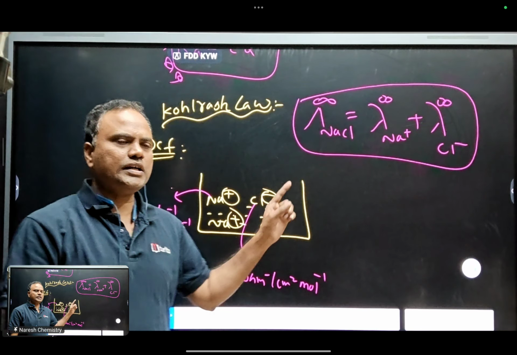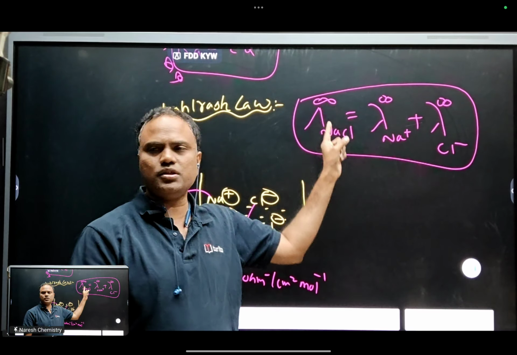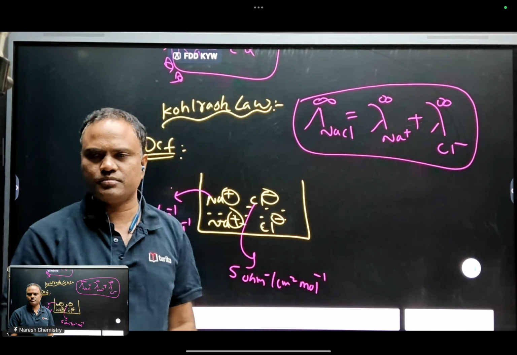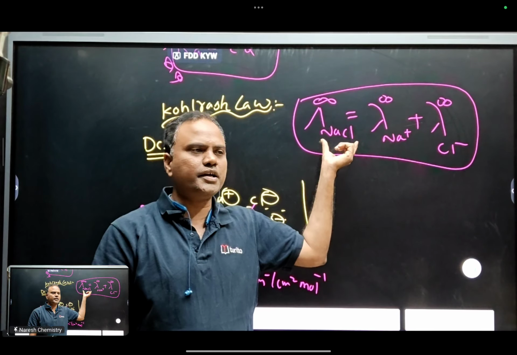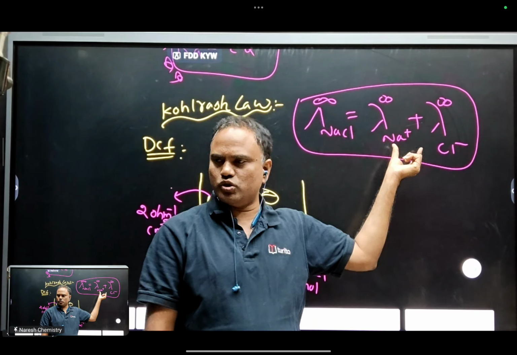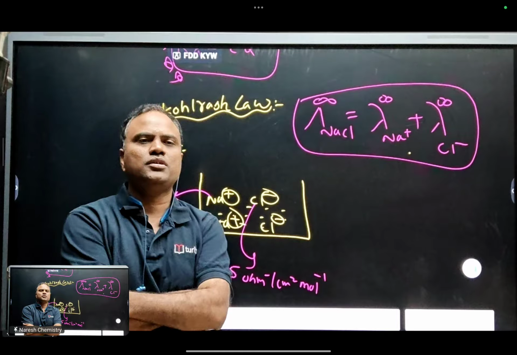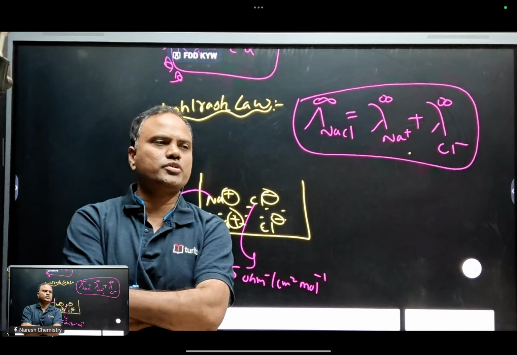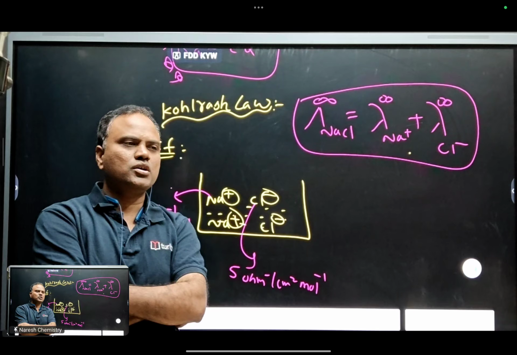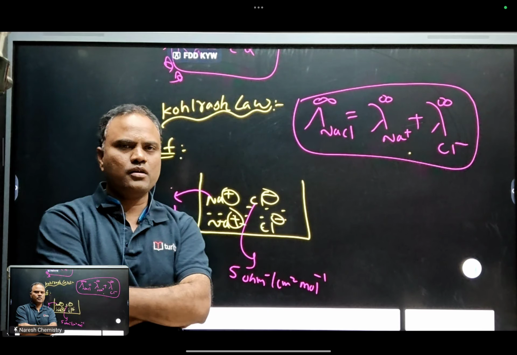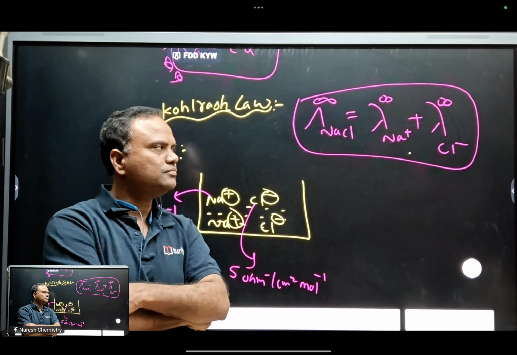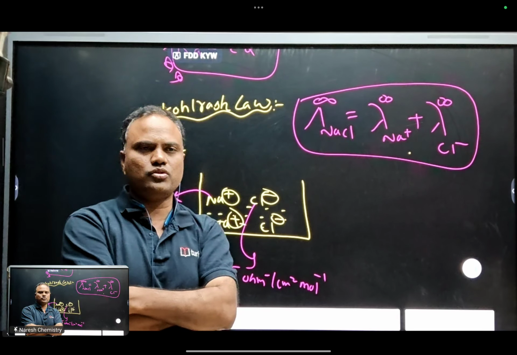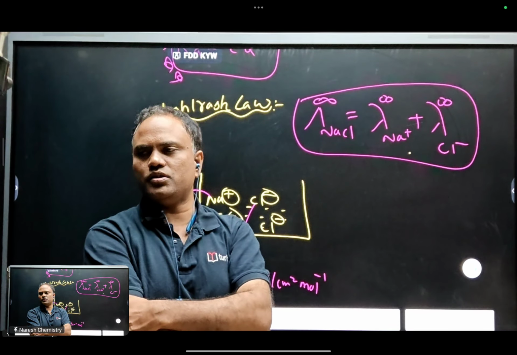This is Kohlrausch law. According to Kohlrausch law, the conductance of an electrolyte at infinite dilution is the sum of the conductances of the individual ions. What is the conductance of sodium chloride? Sum of the conductance of sodium ions plus the conductance of chloride ions. The sum of the conductances of the individual ions. This is called Kohlrausch law. Lambda infinity, lambda 0 represent conductance at infinite dilution.